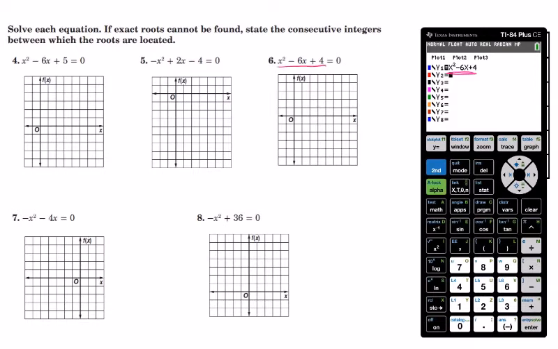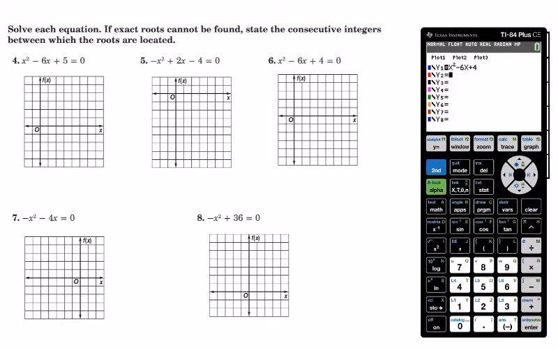So you're going to ignore the equals 0, and you're just going to plug it in as y1. Okay, you can plug it in as a different y, but usually we'll use y1 there. All right, and probably good to clear out anything else you have there. All right, so let's talk about the table.